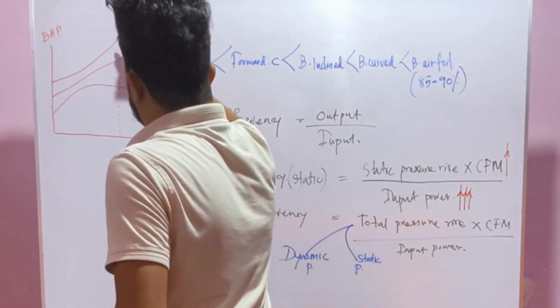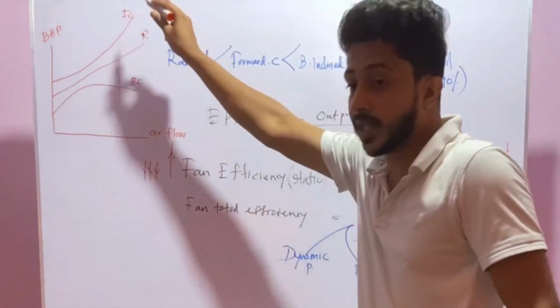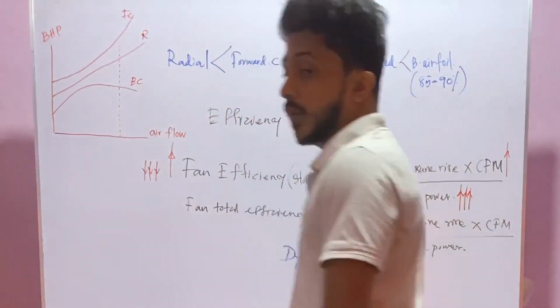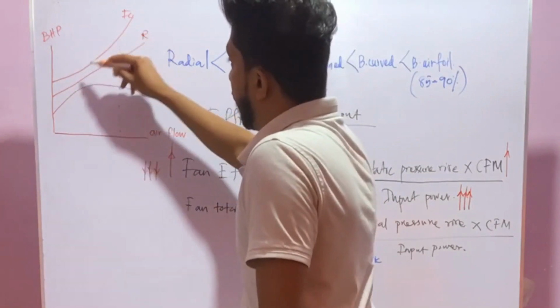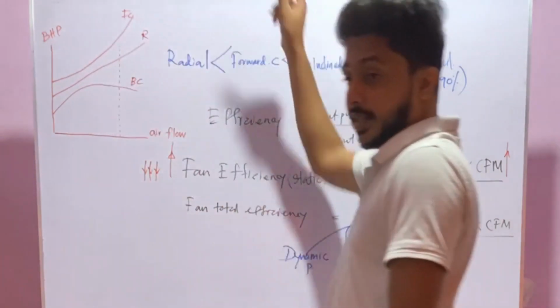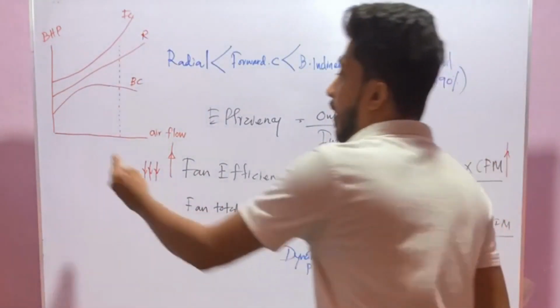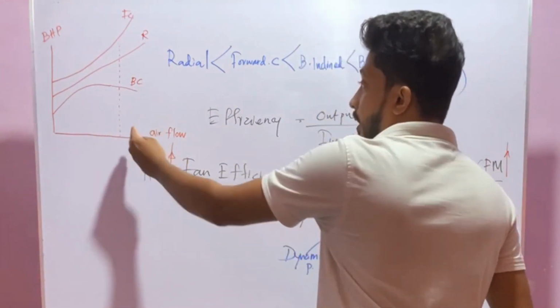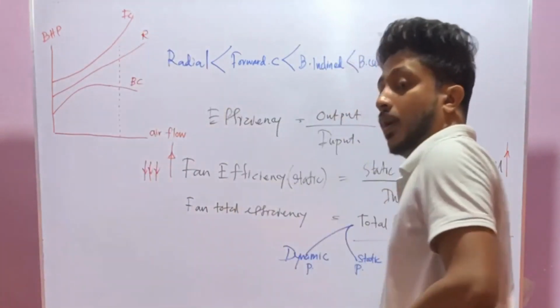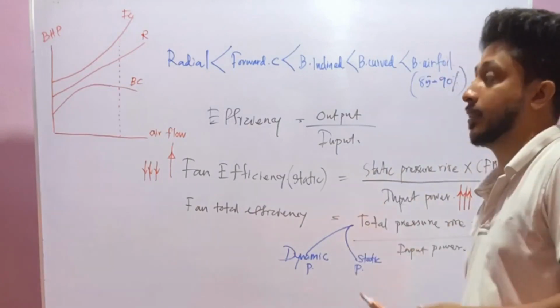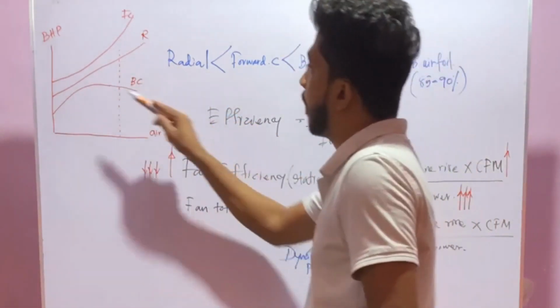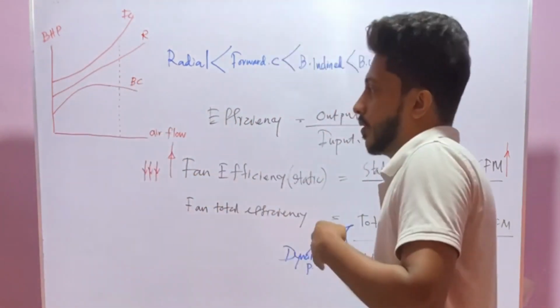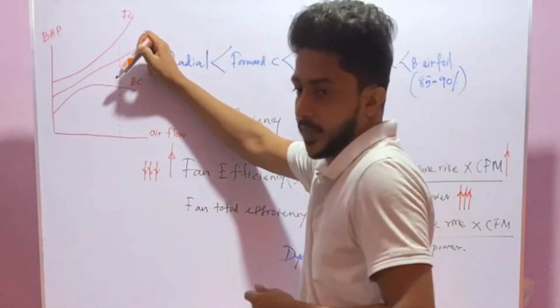But there is a possibility in a forward curve fan to overload the motor. Why? Because their power is increasing. When airflow is greater, their power is also greater to a great extent. But here, if you compare the backward curve fan, their power is constant or decreasing a little. Okay.